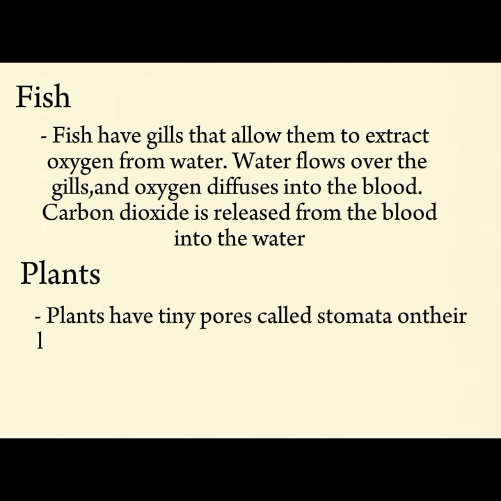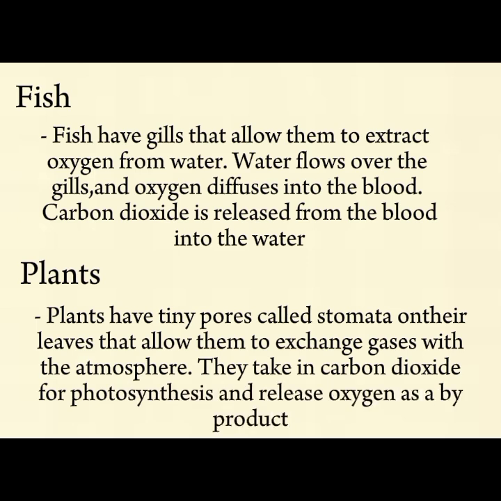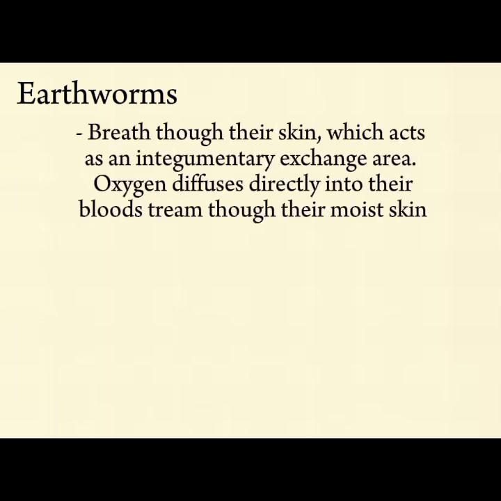Plants have tiny pores called stomata on their leaves that allow them to exchange gases with the atmosphere. They take in carbon dioxide for photosynthesis and release oxygen as a byproduct. And the last example is earthworms. Earthworms can breathe through their skin, which acts as an integumentary exchange area. Oxygen diffuses directly into their bloodstream through their moist skin.